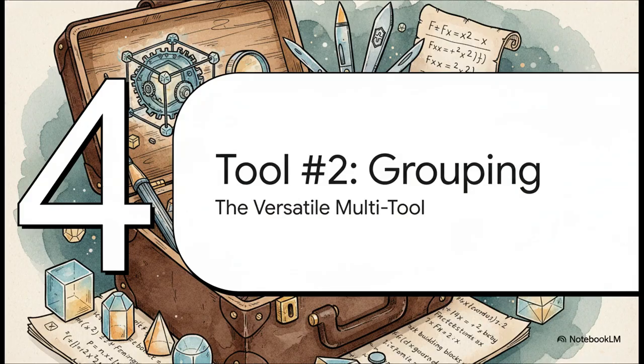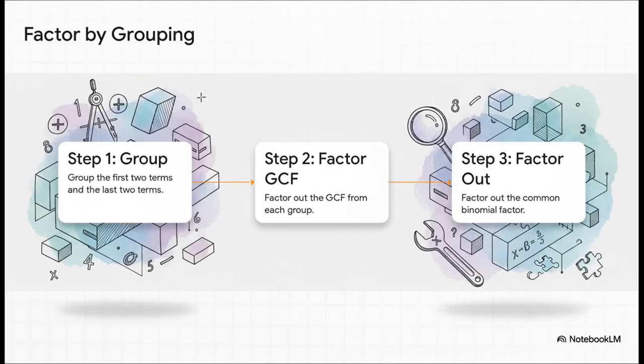Okay, let's grab tool number 2. This is the multi-tool of our kit. It's super versatile. We call it factor by grouping, and it is your absolute go-to method when you're looking at a longer polynomial, especially one that has 4 terms. And here's how you do it. This method is amazing for taking a messy problem and making it orderly.